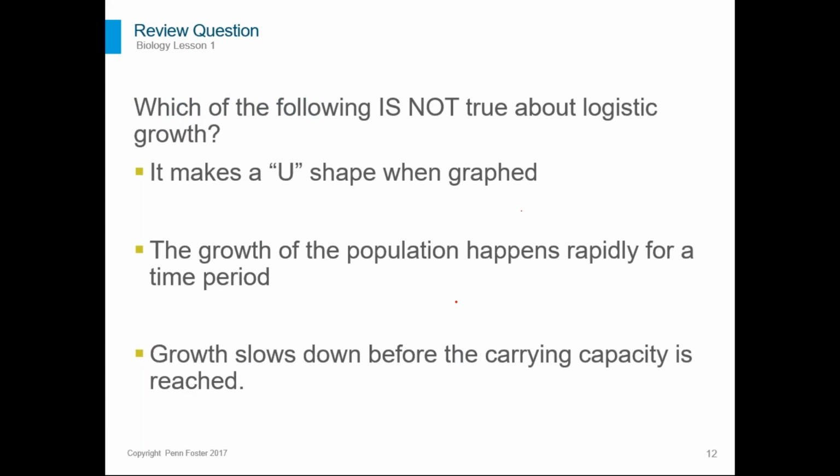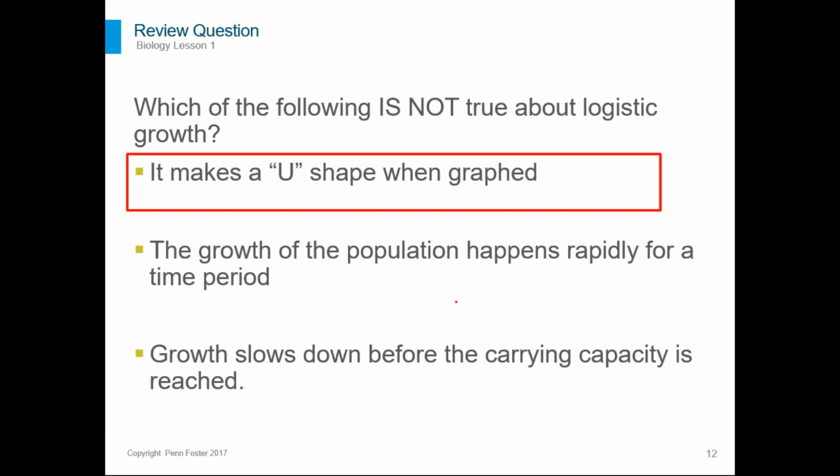So let's look at our answers. Our choice where it makes a U shape when graphed? Well, that's the one that's not true. It makes an S shape. The next one is true. The growth does happen rapidly for a while, and then once it reaches that carrying capacity, it slows down. And then this one is also true. The growth slows down before reaching carrying capacity.